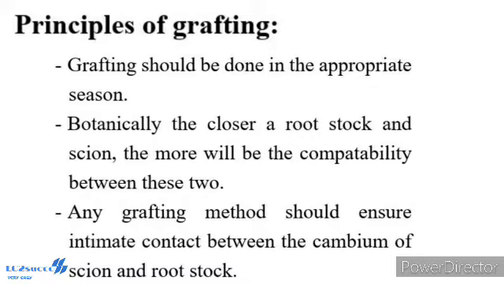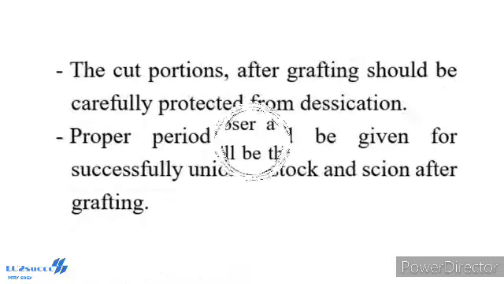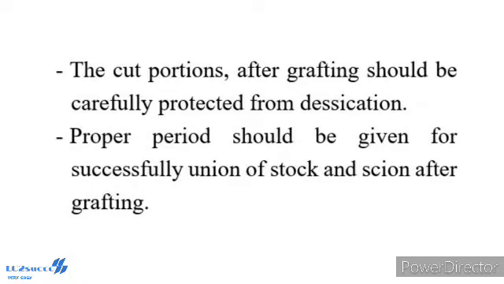Botanically, the closer a rootstock and scion, the more will be the compatibility between these two. Any grafting method should ensure intimate contact between the cambium of scion and rootstock. The cut portions after grafting should be carefully protected from desiccation. Proper period should be given for successful union of stalk and scion after grafting.